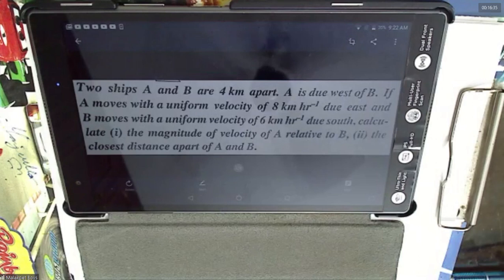Shall I turn the page? 1 minute, sir. Done, sir.